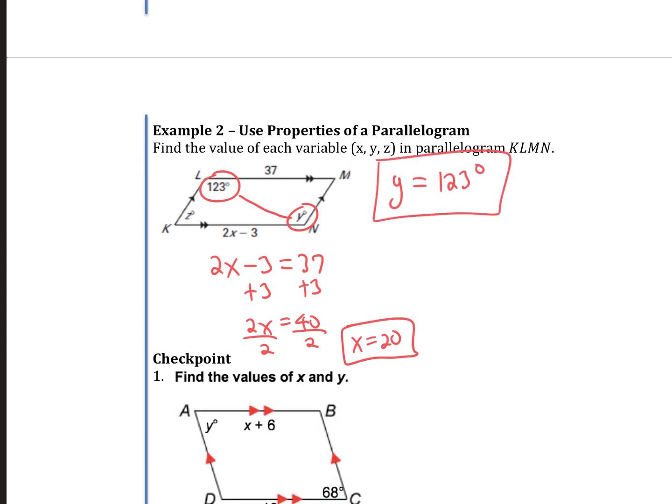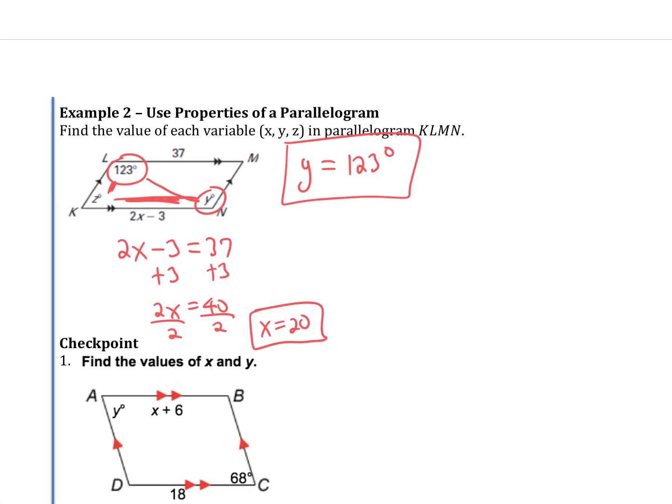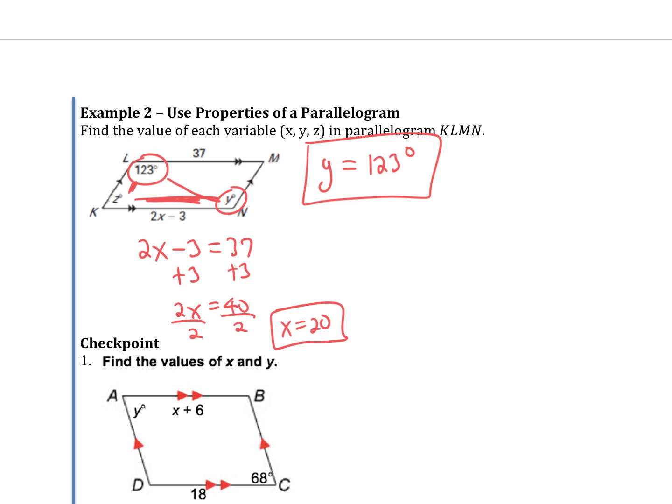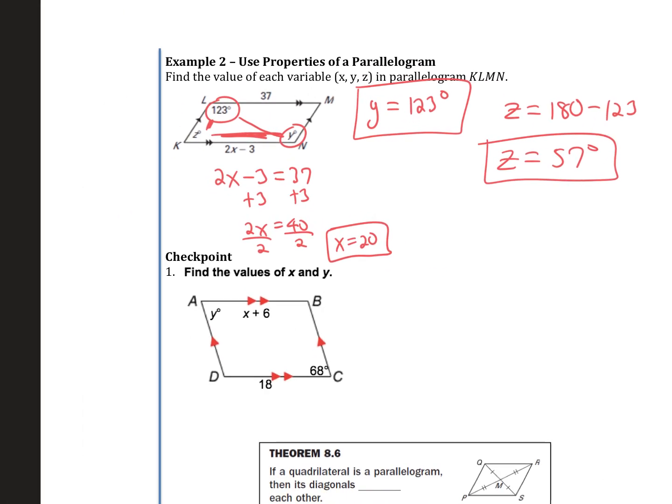All right, now z is a little bit different. What I mean by that is angles that are side by side. So z is side by side with this, and it's also side by side with that, right? So what do we know about consecutive angles? Well, they add up to 180, they're supplementary. So z equals, we can either do 123 plus z equals 180, or we could just do 180 minus 123. So z is going to be equal to 57 degrees. All right, awesome. Sounds good.